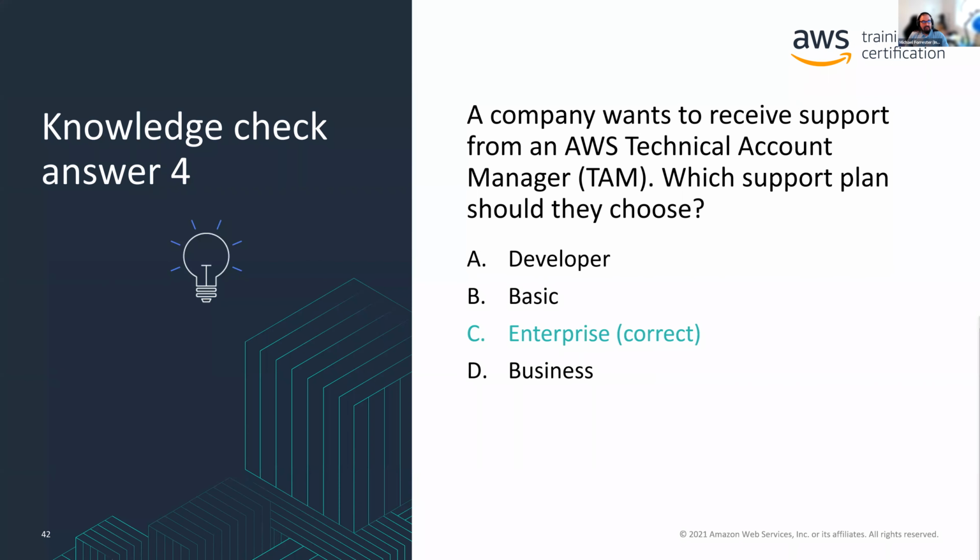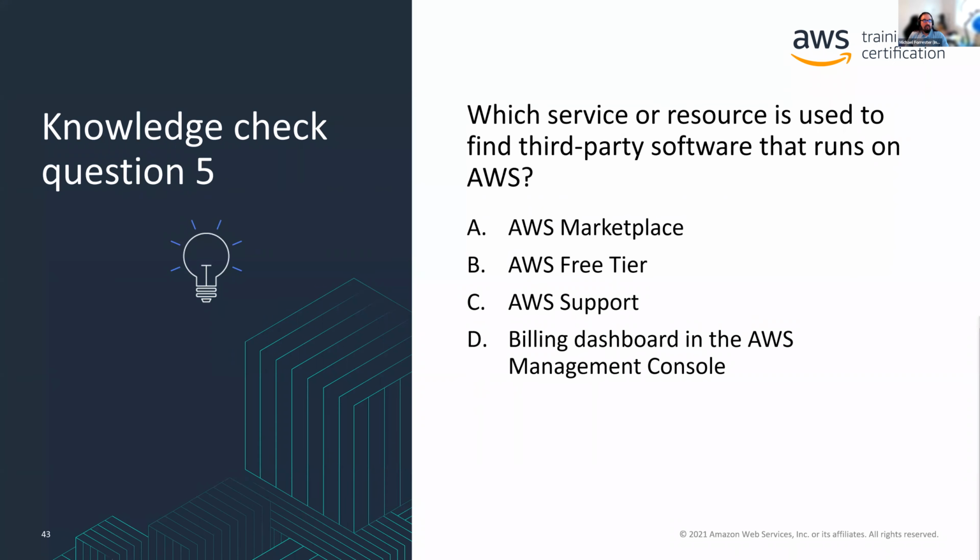Okay, last but not least, which service or resource is used to find third-party software that runs on AWS? So if you're looking for Fortinet, or you're looking for Kafka, or you're looking for MongoDB, where are you going to go? Now, I will point out, by the way, that there is a managed Kafka service and there is a MongoDB service on AWS, but that's if you don't want to use those and you want something a little closer to the vendor, to the marketplace. Good.